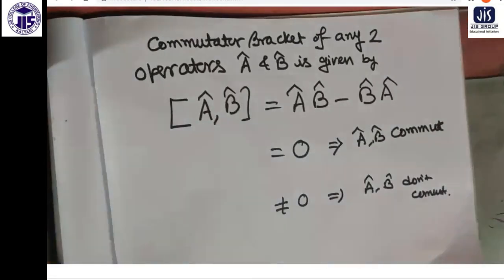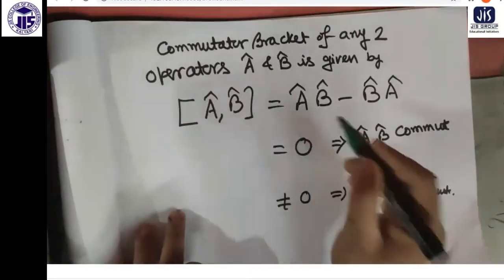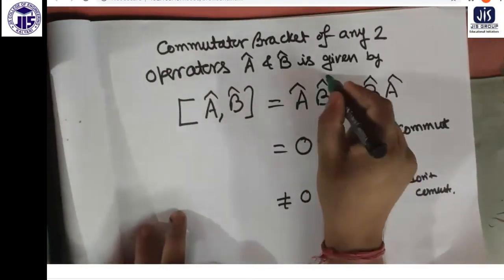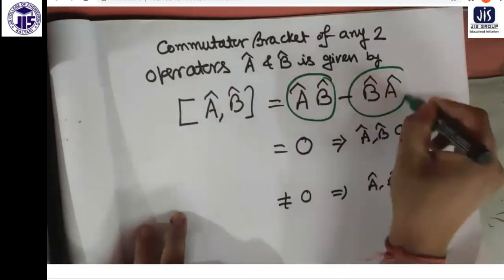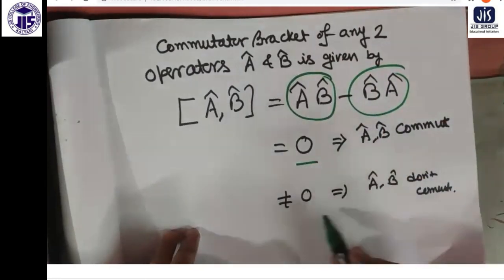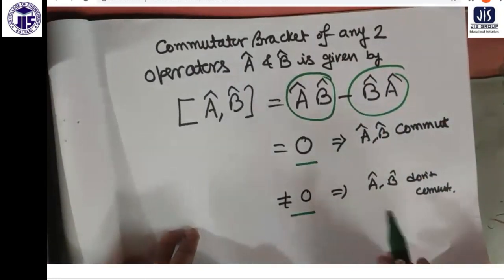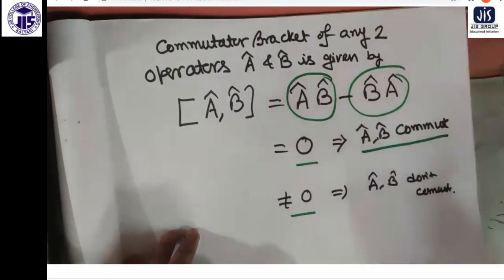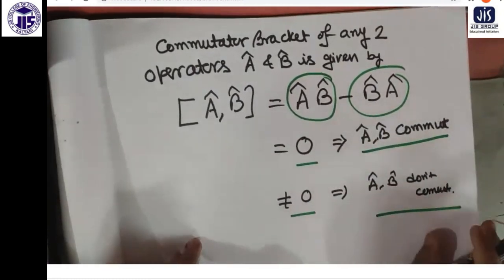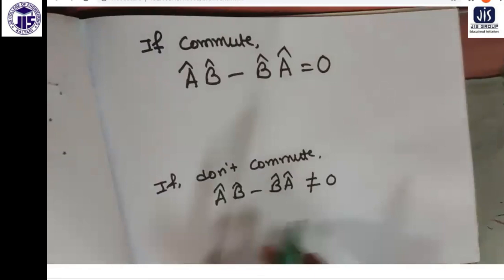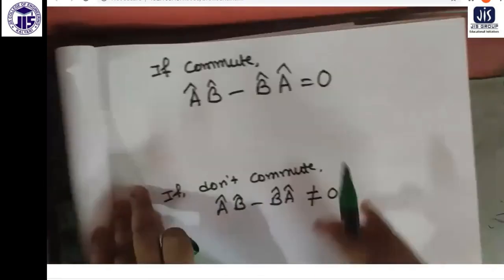Suppose I've got two operators A and B, so their commutator relationship is given by AB minus BA. So you may get zero, or you may not get zero. If you get zero, then you say they are commuting with each other. If you do not get zero, you say they are not commuting with each other. Now suppose they commute. What does it mean? Let me tell you the mathematical meaning of it.